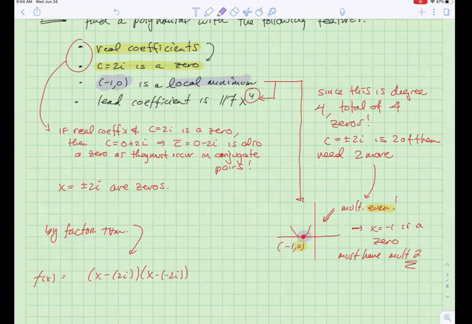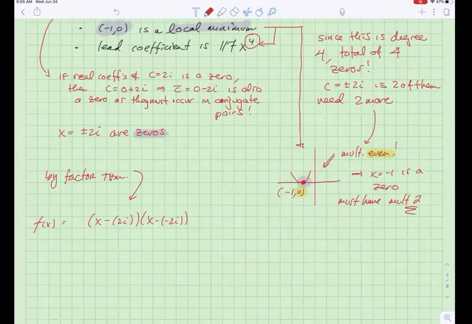So let me just explain it a little bit further. Since the y-coordinate is 0, it has to be on the x-axis. And if it's on the x-axis, it's an x-intercept. And if it's an x-intercept, it's a zero. So there it is. And then this also has to be x minus negative 1, but it has to be multiplicity 2, which means that it has to occur twice. So this is multiplicity 2. These are conjugate pairs.